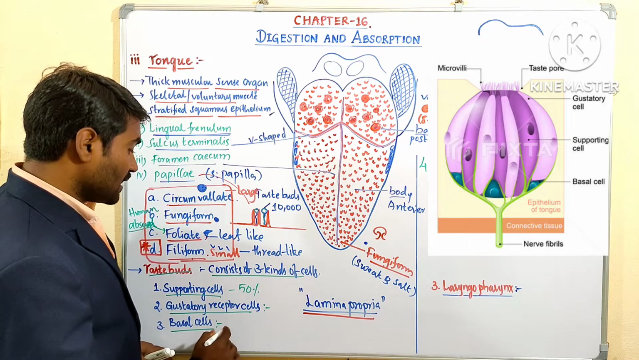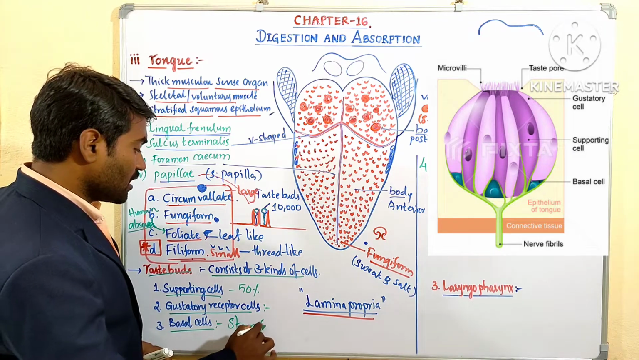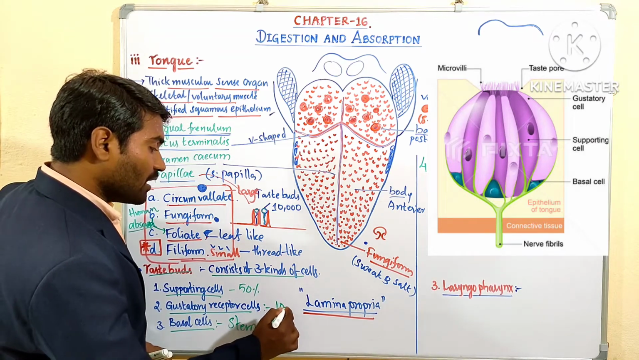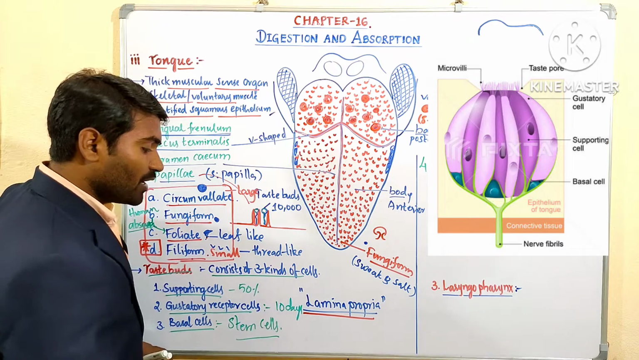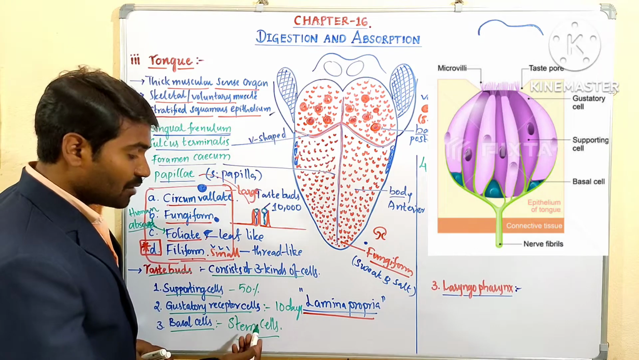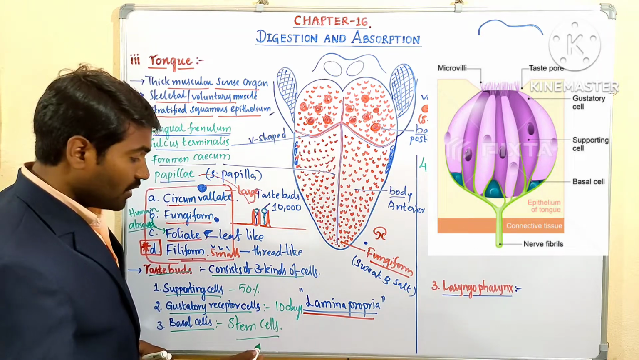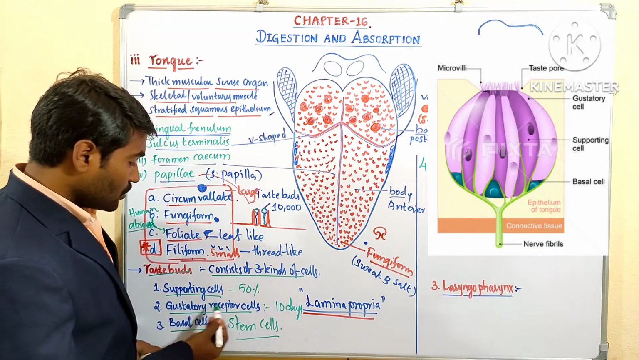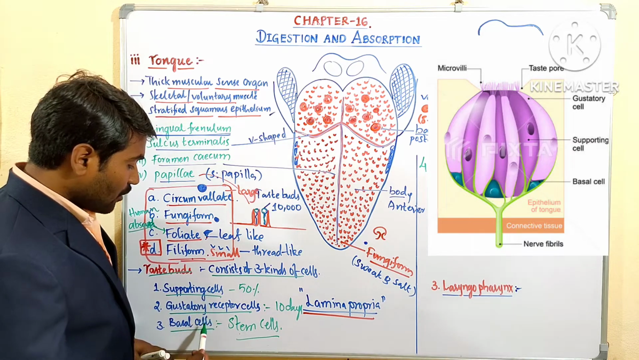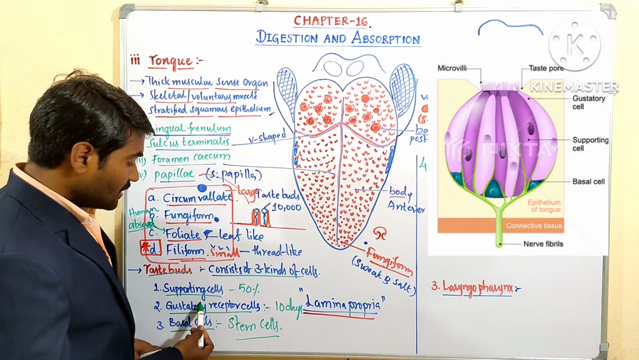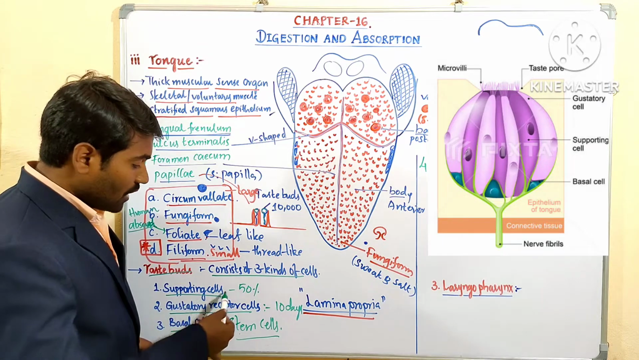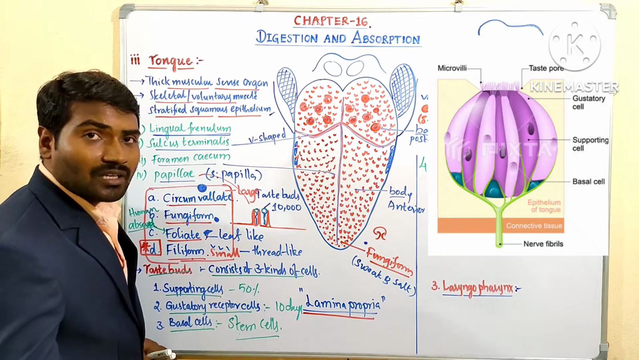Okay, these basal cells are like stem cells. As you know, these gustatory receptor cells have a lifespan of only 10 days. How many days? 10 days only. They will be replaced by these basal cells. They are like stem cells, not totipotent, just stem cells. They can give rise to gustatory receptor cells and supporting cells. Supporting cells are produced from the basal cells. Later, the supporting cells can be modified into gustatory receptor cells. Both are modified columnar epithelial cells.